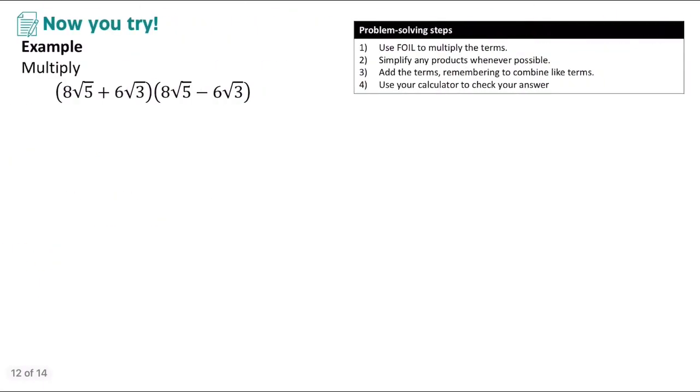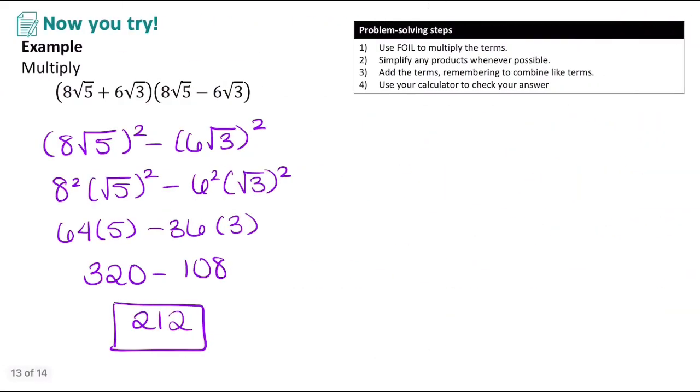So now you can go ahead and pause the video and try doing this example on your own. So here you can recognize that these are conjugates, so we can use our A squared minus B squared as our shortcut, right? Because this is A plus B, this is A minus B. So we have 8 square root of 5 squared, so that's 8 squared times the square root of 5 squared. So that's 64 times 5. 64 times 5 is 320.